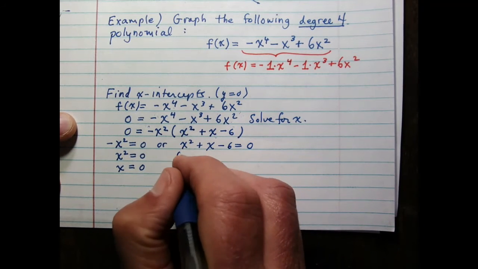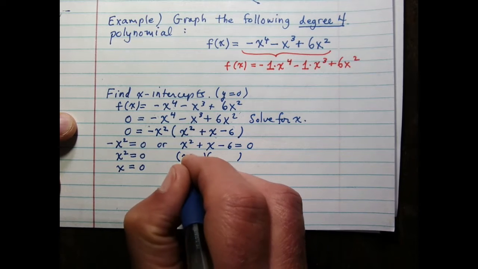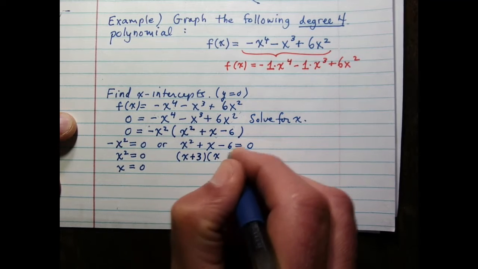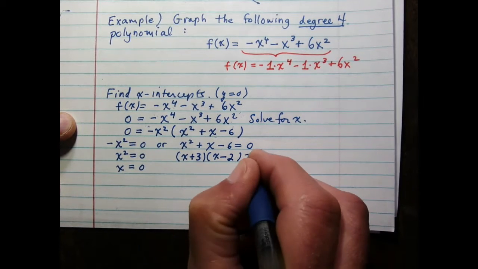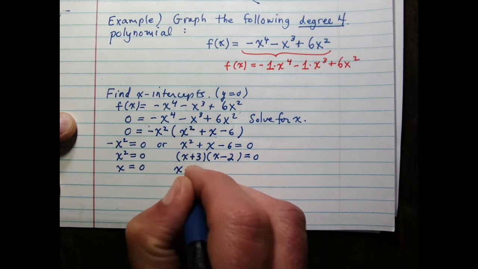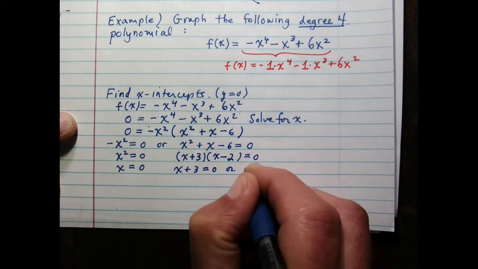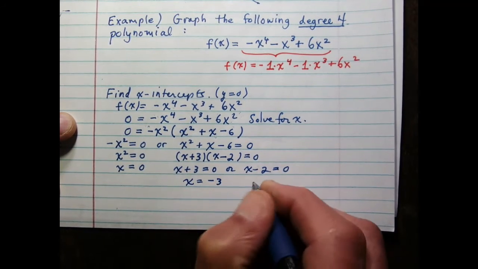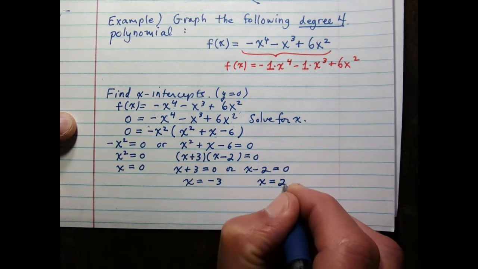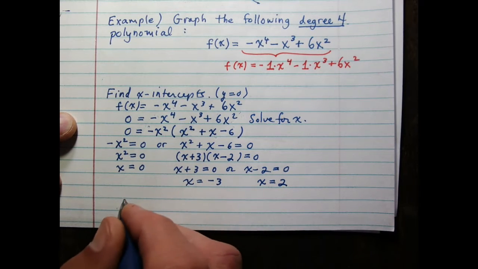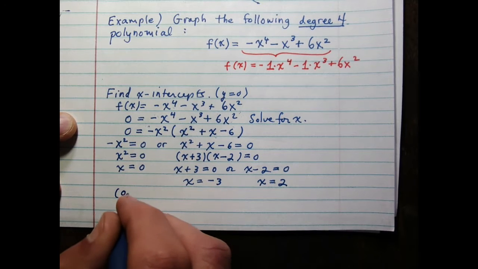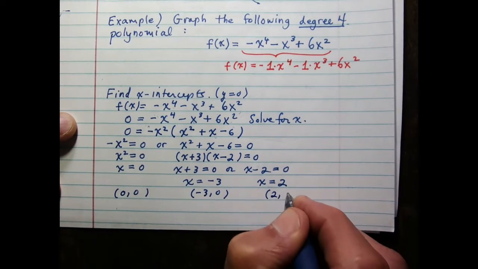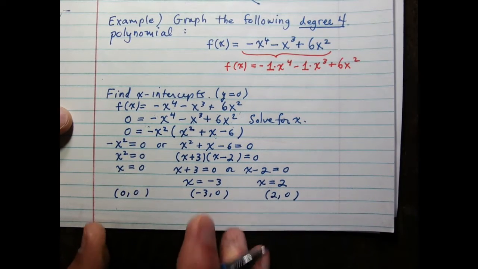On the right, I can try factoring this trinomial. Let's see, x and an x. It's not too hard to factor. x plus 3, x minus 2. I think that works. So x plus 3 is equal to 0, or x minus 2 equals 0. So I get x is equal to negative 3, and x is equal to 2 here. So I actually have three x-intercepts. I have (0, 0), (negative 3, 0), and (2, 0). So that turned out to be pretty successful.